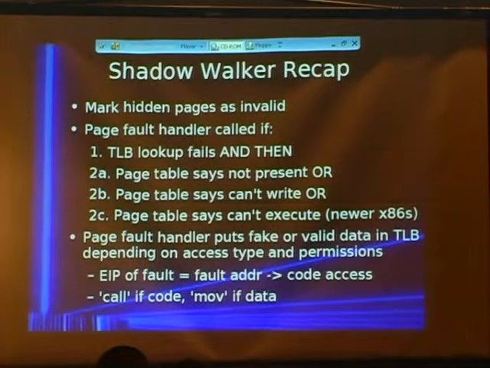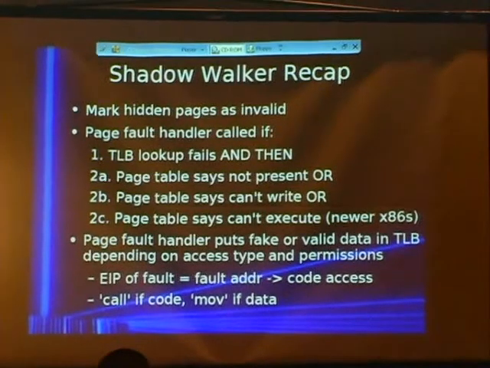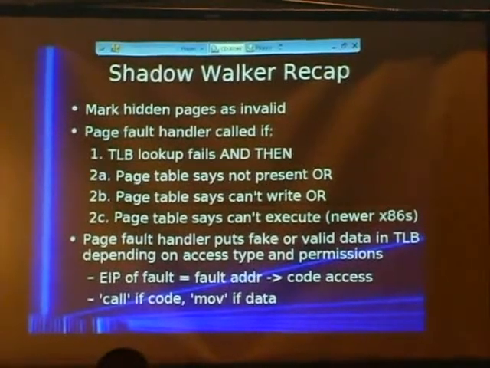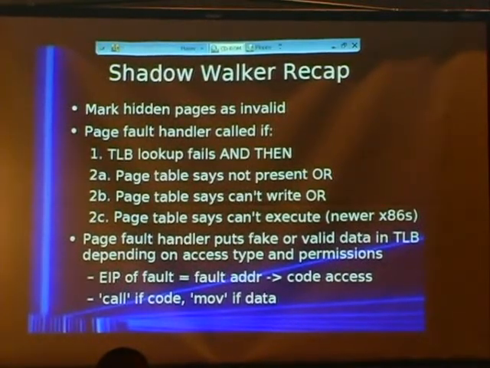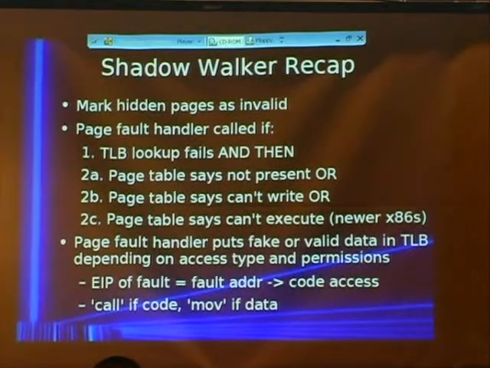Okay, so let's recap how Shadow Walker works. First, let's describe the idea of this: the page fault handler is called if your TLB lookup fails, so if your cache basically misses, and then the page table says that the page is either not present, or that you can't write or can't execute, in those last few bits of that PTE. The MMU is what detects this and then calls your page fault handler. If all these conditions are satisfied, the page fault handler is not called at all. The TLB cache is just updated by the MMU, which traverses the tables for you.